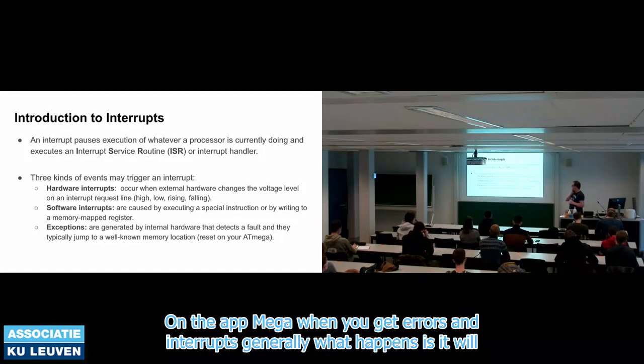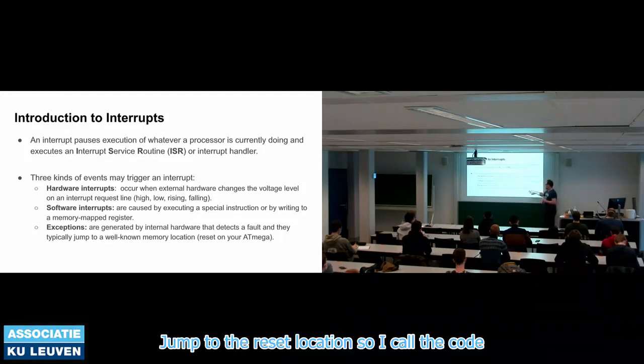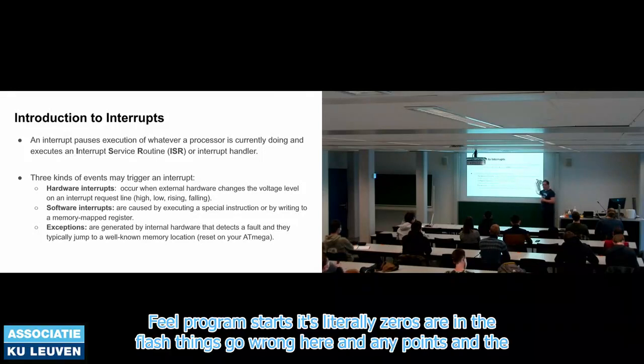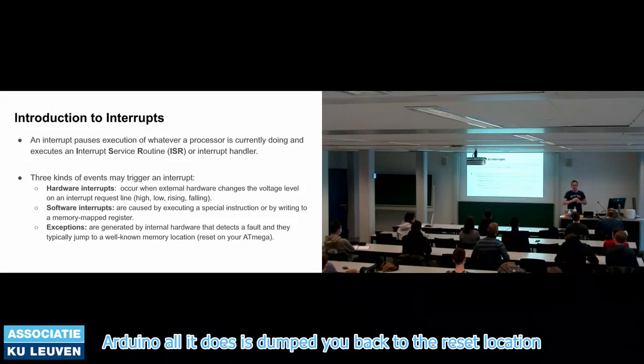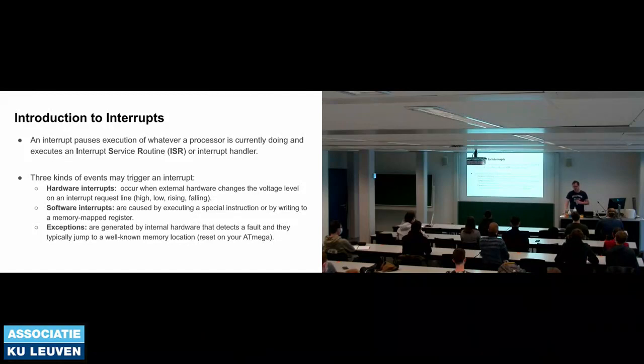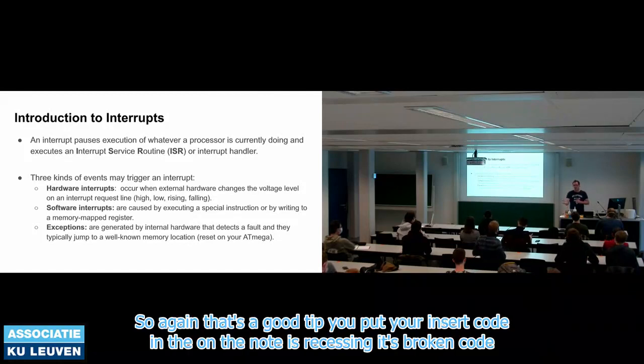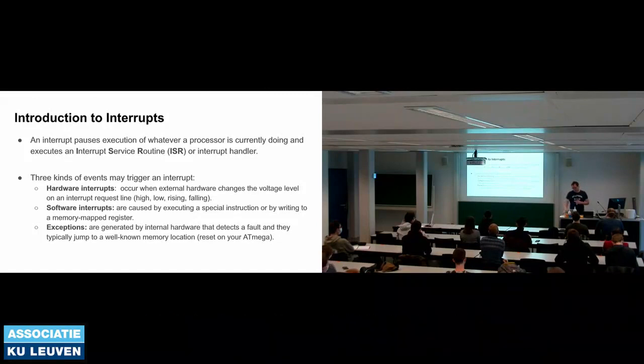On the Atmega, when you get errors in interrupts, generally what happens is it will jump to the reset location. So like all the code for your program starts at literally 0,0 in the flash. Things go wrong here at any point in the Arduino, all it does is dump you back to the reset location. So again, that's a good tip. If you put your interrupt code in there and the node is resetting, it's broken code.